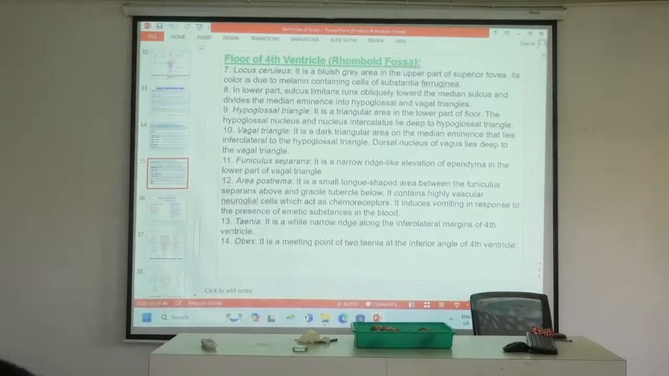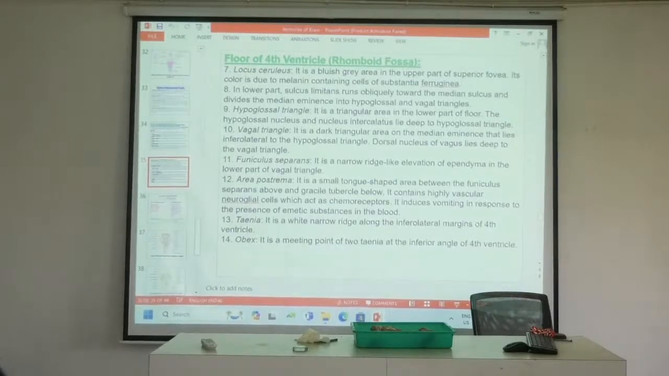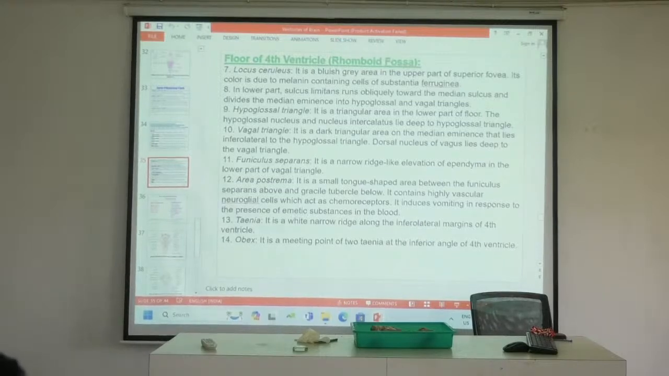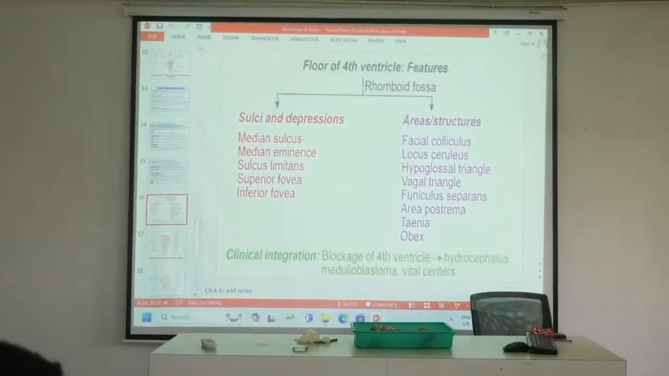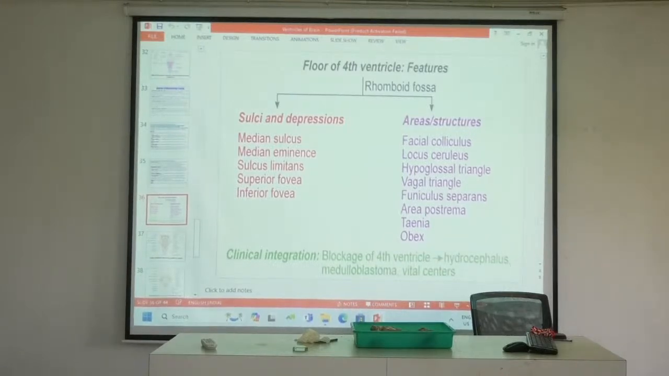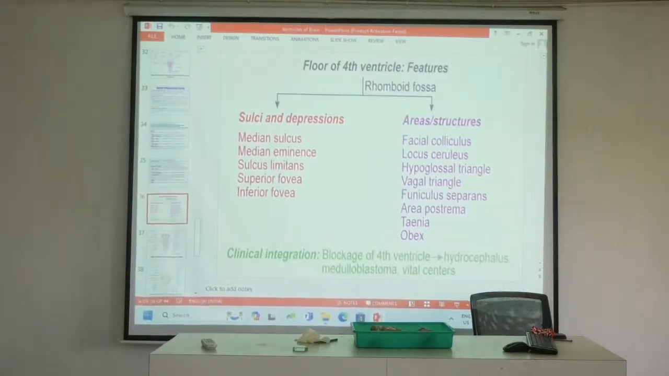Next is the taenia. Taenia is a narrow ridge along the inferolateral margins of the fourth ventricle. Next is the obex. It is the meeting point of the two taeniae at the inferior angle of the fourth ventricle. Okay. So, the floor of the fourth ventricle, also known as rhomboid fossa. These are the important sulci and depressions.